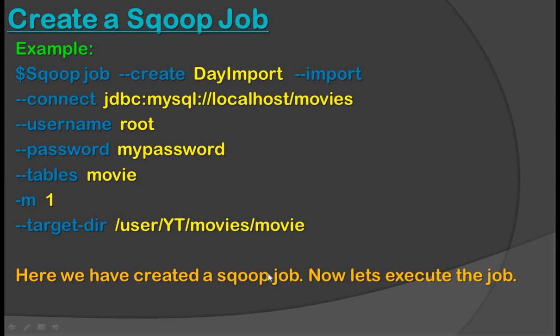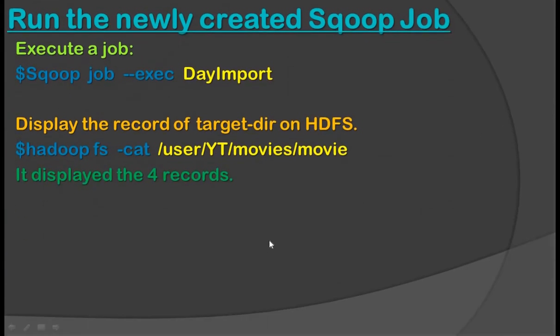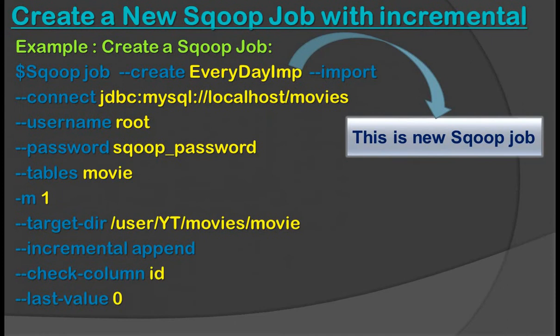Now let's execute this job. For execution of a job, as we know, we should write sqoop job --exec and the name of the job. So our job name is day_import. So we write sqoop job --exec day_import. And when we run this statement, then Sqoop will import the movies table records to HDFS. So now let's see the next thing.